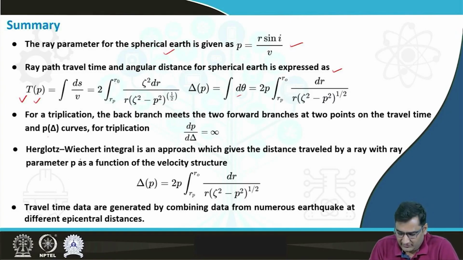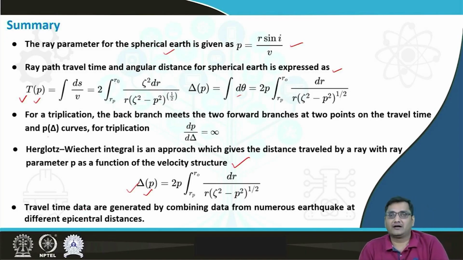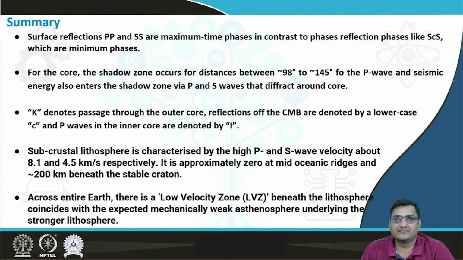And the Herglotz-Wiechert integral is an approach which gives the distance travelled by a ray with ray parameter p as a function of velocity structure. So the distance as a function of ray parameter is given by 2p times the integral from r_p to r_0 of dr by r (ζ² − p²)^(1/2). The travel time data are generated by combining data from numerous earthquakes at different epicentral distances.